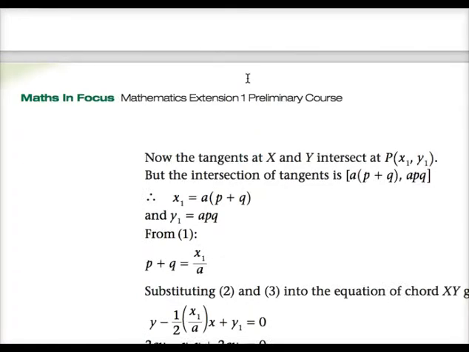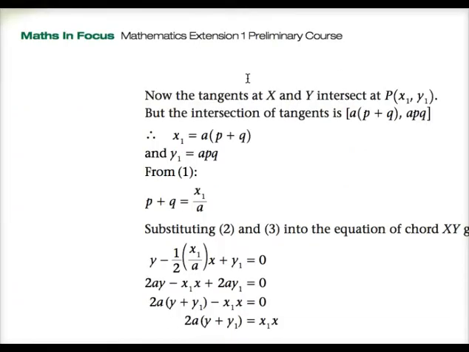And then, because the tangents at X and Y intersect at the point (x1, y1), now, you know how we've done many questions, and we have done intersection of tangents. We found that the intersection of the tangents is, actually we just did it in question 16, (a(p plus q), apq). We just don't want to do it all again. Therefore, x1 is a(p plus q), and y1 on the diagram is apq, and then I think they're just substituting it in. But you don't have to know it.